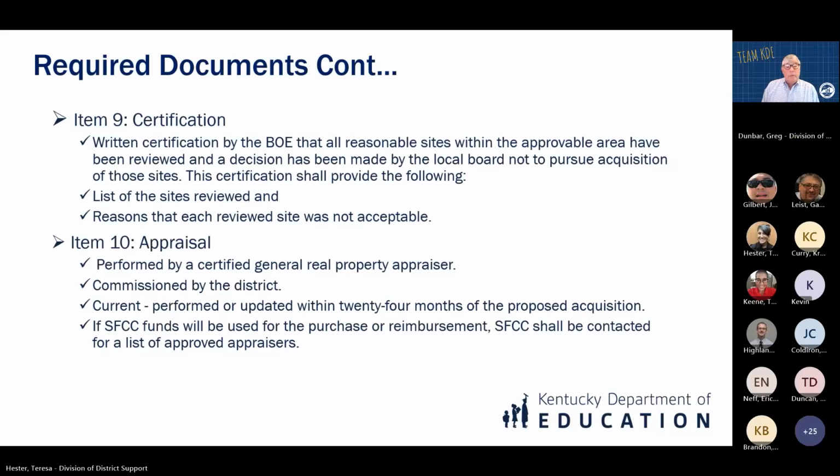Certification. Written certification by the Board of Education that all reasonable sites have been reviewed and a decision made not to pursue those. The certification shall provide a list of the sites and the reasons that those sites were not found to be acceptable. The appraisal, performed by a certified general real property appraiser, commissioned by the district, should be current within 24 months of the proposed acquisition. And this is an important thing to note. If SFCC funds are going to be used for the purchase or to be reimbursed for the purchase, SFCC shall be contacted for a list of approved appraisers.